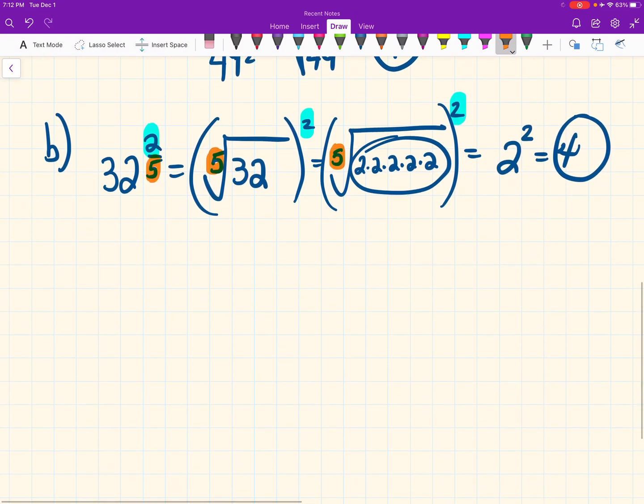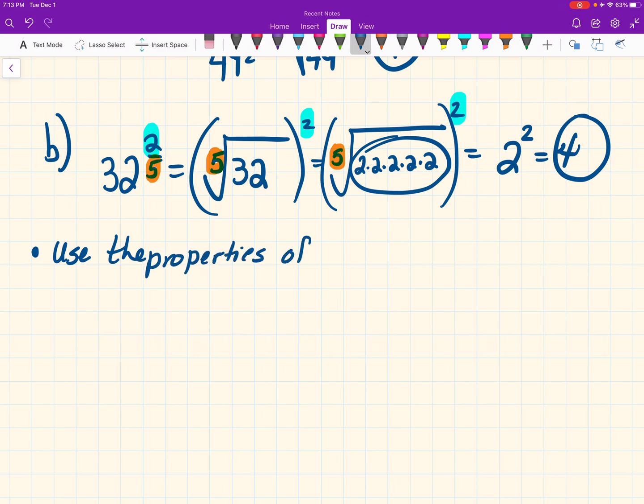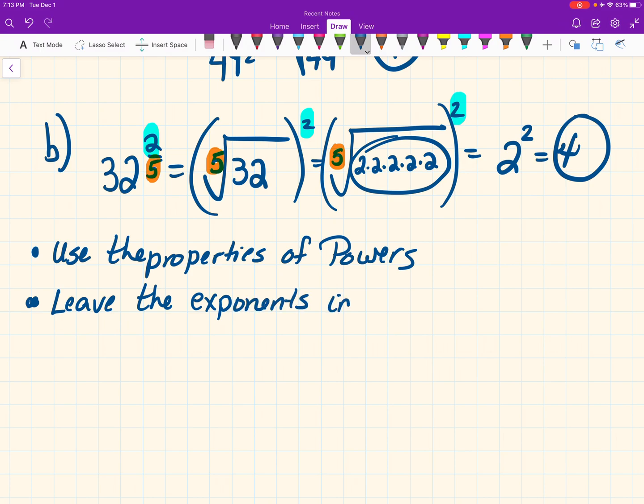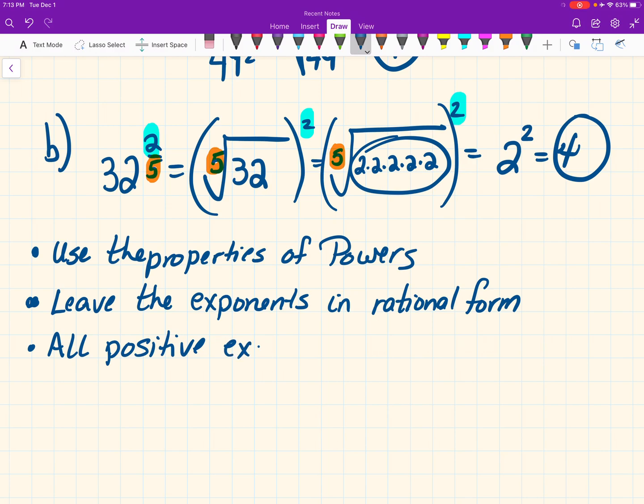Okay, here's the bullet points in order to know that you've simplified all the way. Use the properties of powers, the rules of exponents. Leave the exponents in rational form. All positive exponents. That's still a rule. That's always been a rule. If it's a negative, you better move it to the other floor.